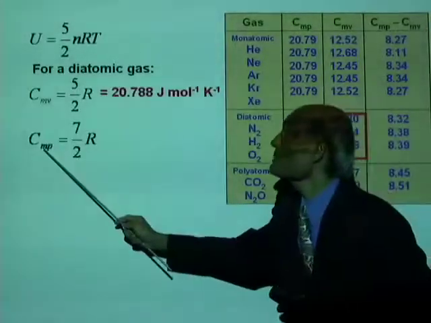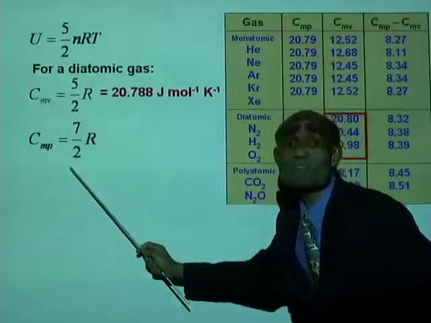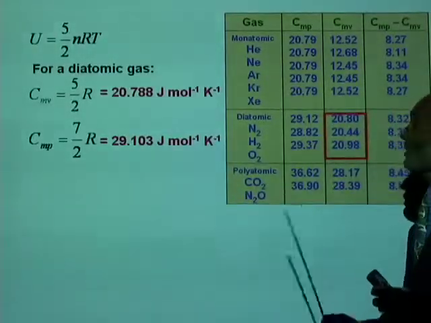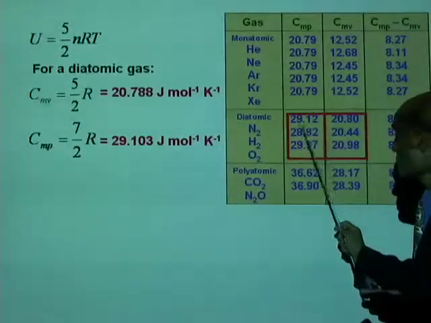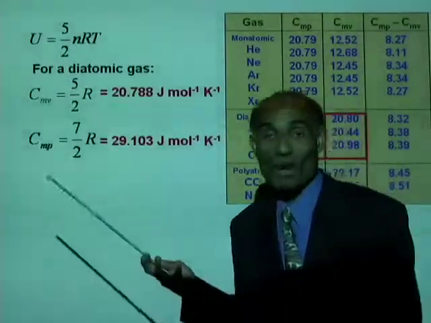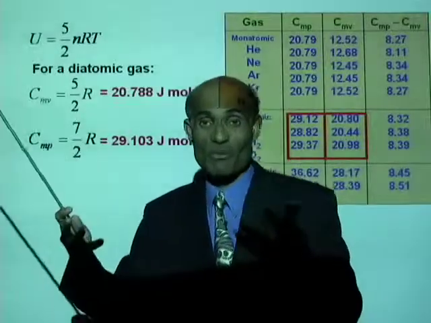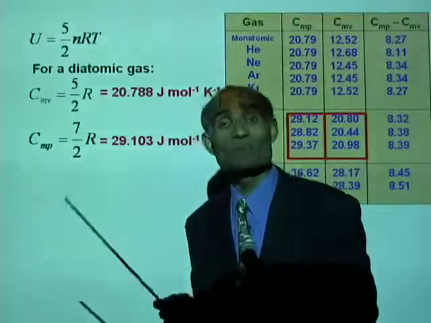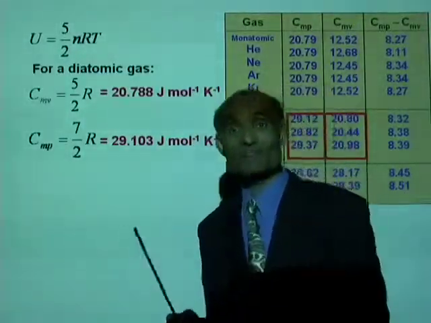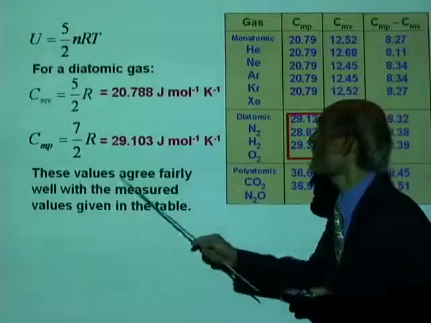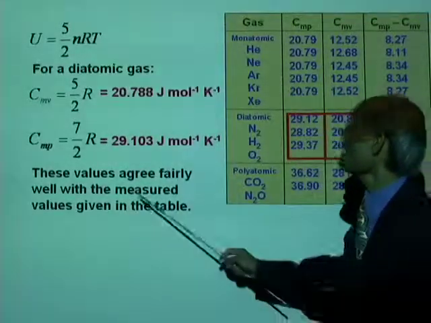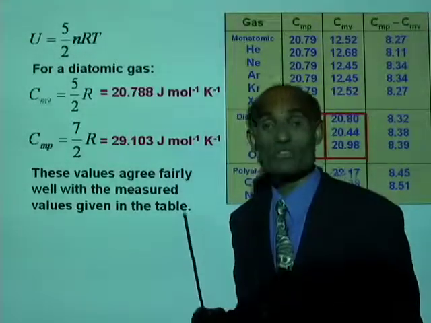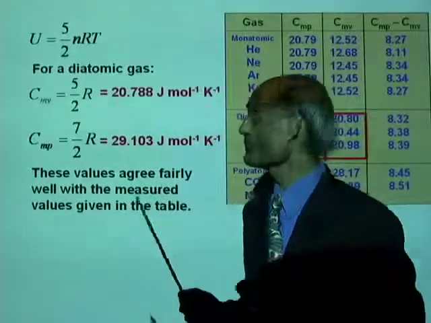And how about C_mP? C_mP then will be 7/2 R. And that must be equal to 29.103. So we didn't have to do a lot of big corrections. As soon as you figure out what we omitted, well, we are back in business again. So our theory is actually very, very good. These values agree fairly well with the measured values, and therefore our theoretical considerations are based on solid grounds now.